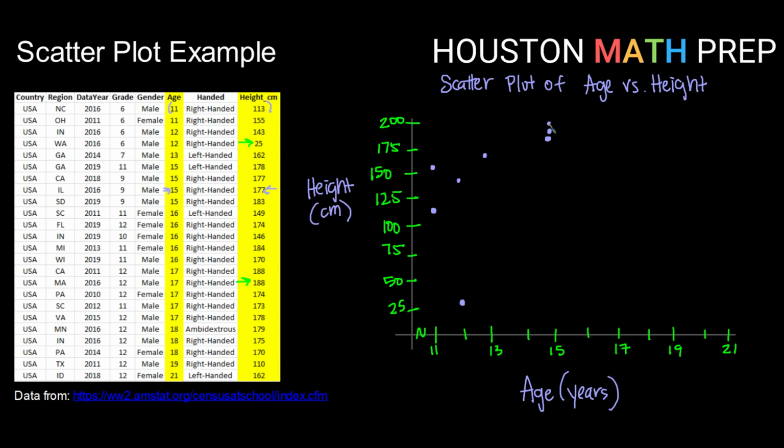15, 183. Moving on to 16, 149. 16, 174. 16, 146. 16, 184. 17, 188, and I do have two of those, so I only need to graph it once. 17, 174. 17, 173. 17, 178.